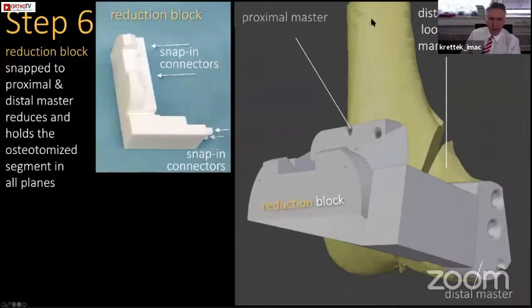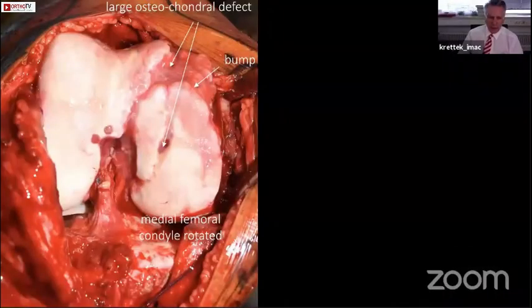And here we have a reduction block in step number 6. A reduction block has these connectors, and the connectors snap into the proximal master block, and they snap into the distal master block. And once this fits with this reduction block, we know the amount of reduction is done, because it's a deformity in multiple planes. It's shortened, it's rotated, and it's also deformed in valgus and sagittal plane.